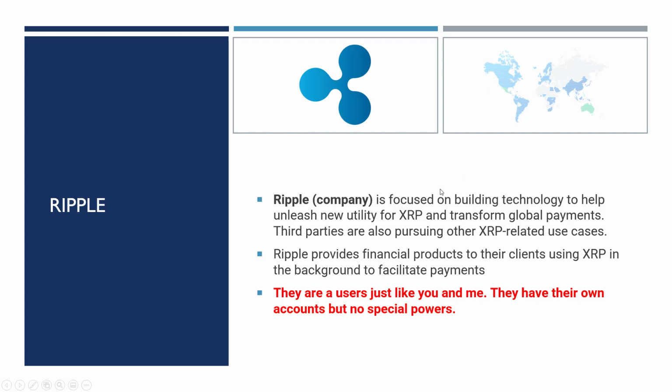So they are themselves just a company, and they are trying to add new utility to XRP. They're trying to build their own products and solutions, and they also want to change the way global payments work. And third parties are also pursuing other XRP-related use cases. With third parties, I mean community members and also different companies who can just use XRP.